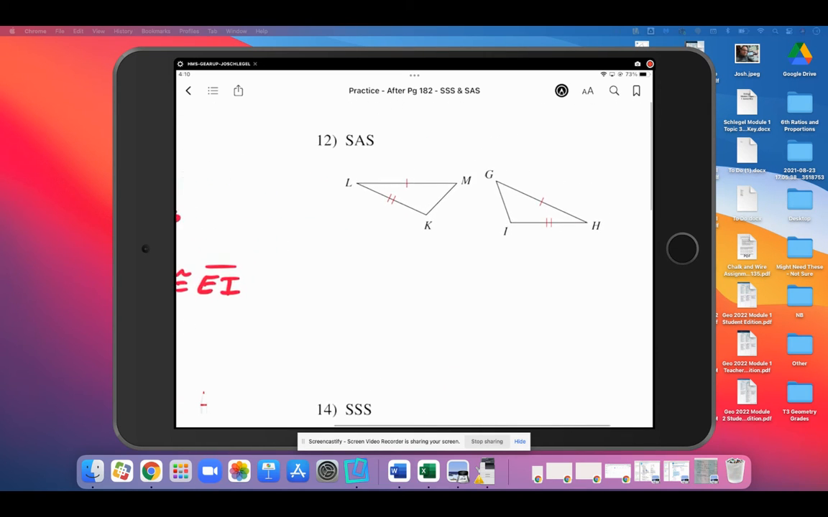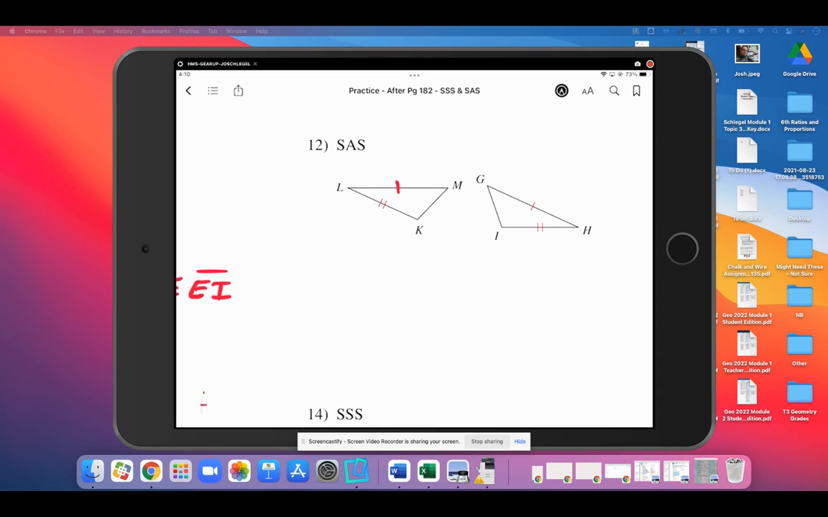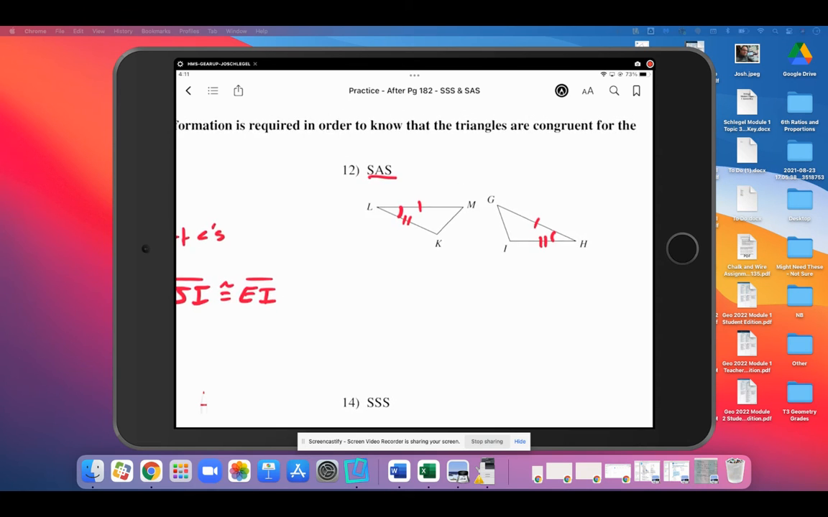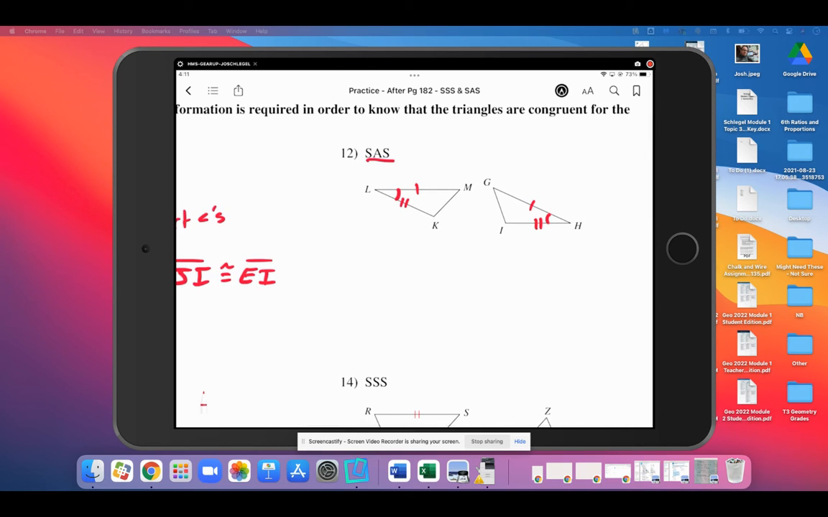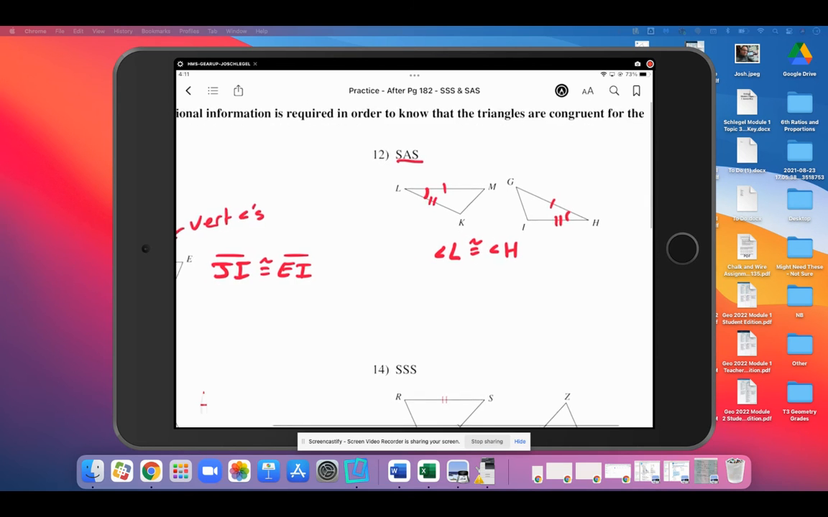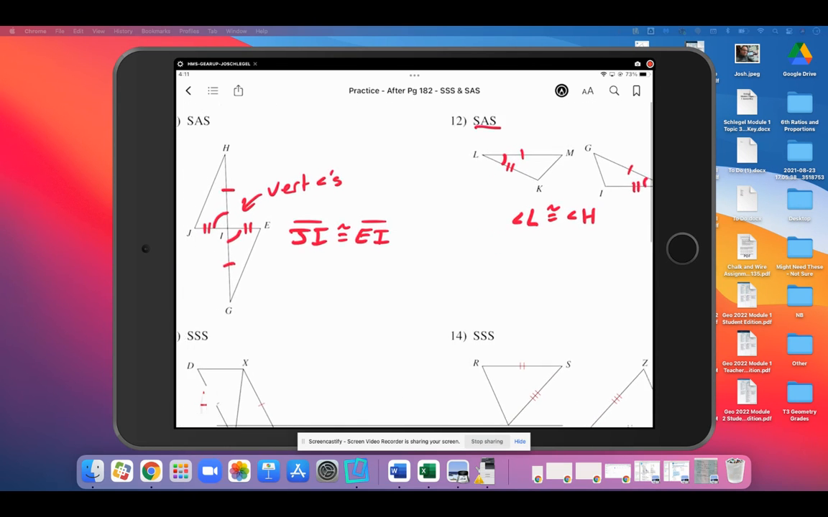Number 12, we have a side here and a side here. We have a side here and a side here. For us to use side, angle, side, we need an angle trapped between those two sides. And so this angle right here, angle L, is the only angle that is trapped between those two sides of the triangle on the left. And angle H is the only angle that is trapped between those two sides on the triangle on the right. So I would need to know that angle L is congruent to angle H for me to prove that those two triangles are congruent by side, angle, side.